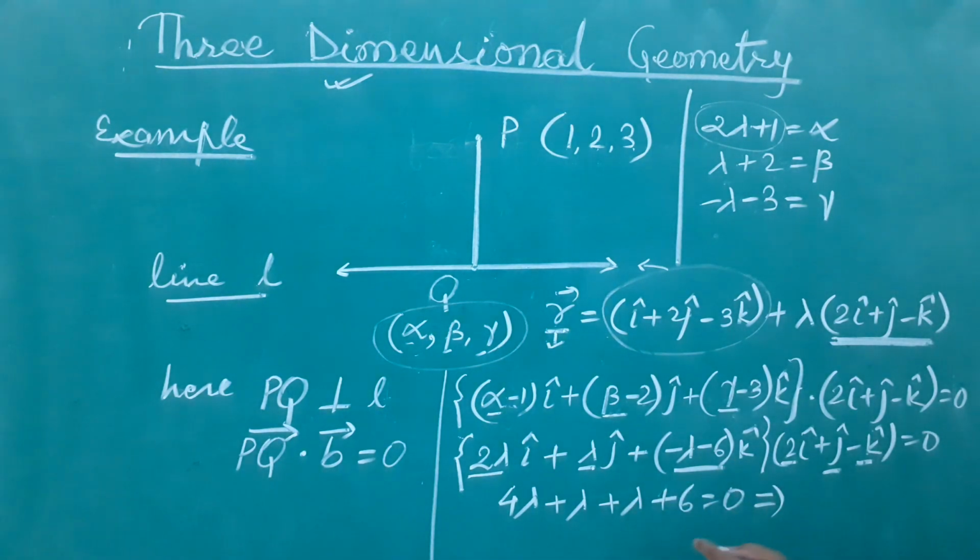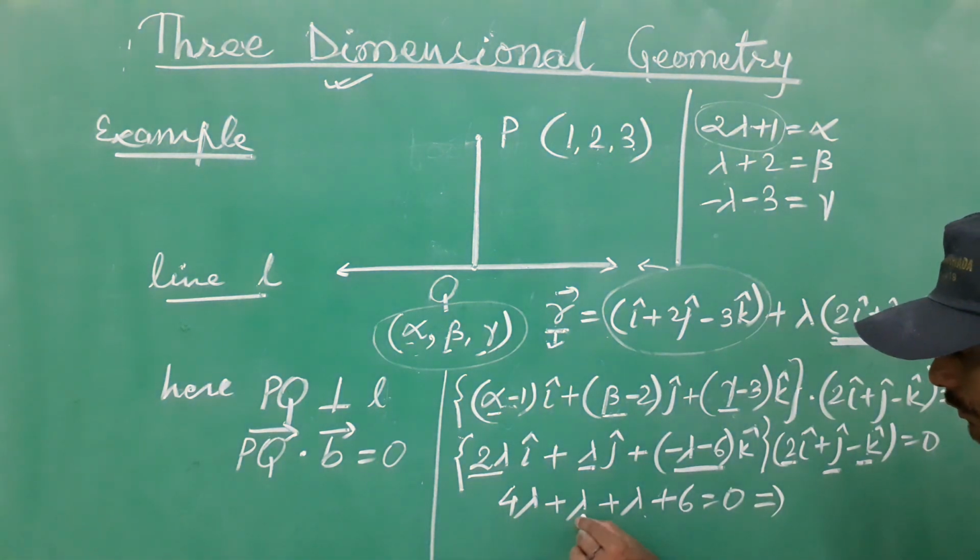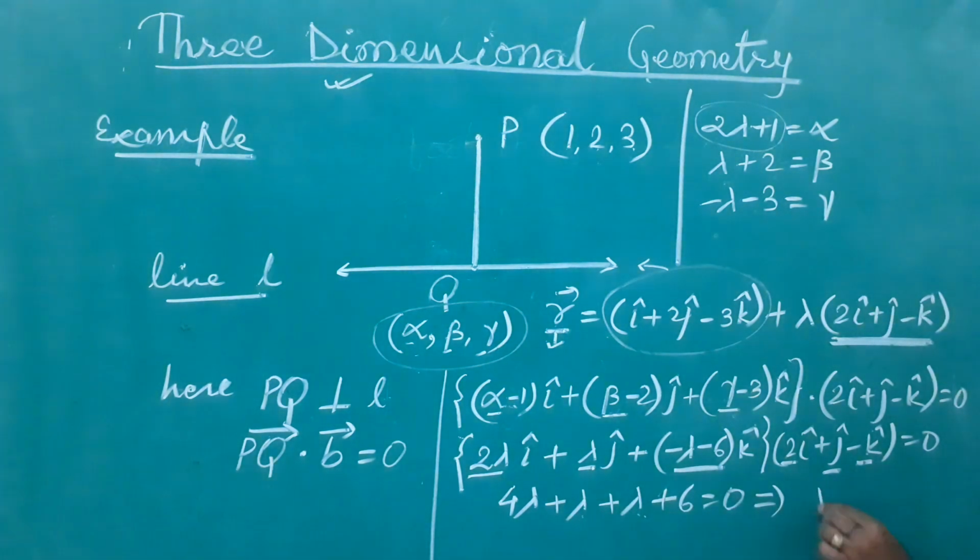So from here we have the value of lambda: 4 plus 1 plus 1 is 6, so 6 lambda equal to minus 6, so lambda equals to minus 1. This is the value of lambda, and now by using the value of lambda, easily we can find the foot of perpendicular. Foot of perpendicular is alpha, beta, gamma, where alpha, beta, gamma are in the form of lambda. So just use that to get the point.